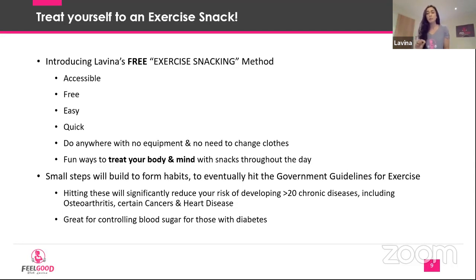And these small steps, so finding something you enjoy, will then eventually become habits, and you will then be able to hit the government guidelines for reducing over 20 different chronic diseases, and it's going to really help those with type 2 diabetes, controlling your blood sugar.